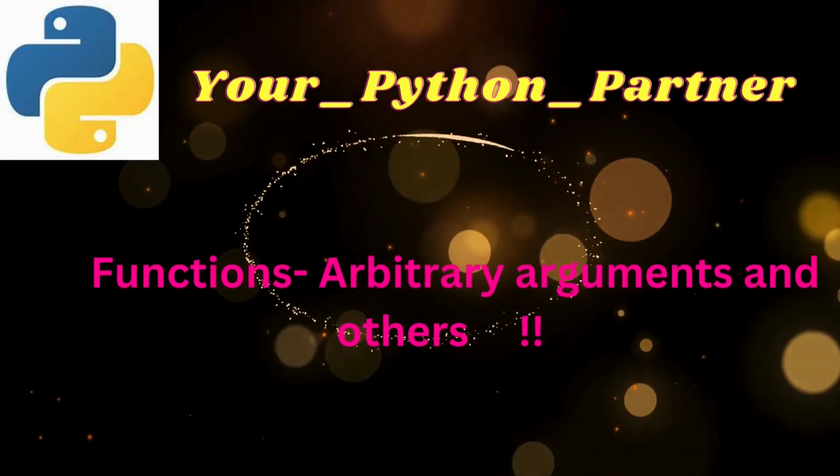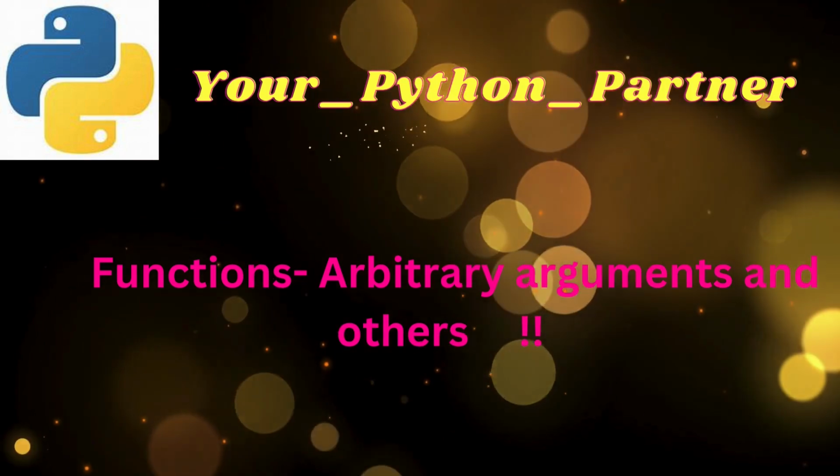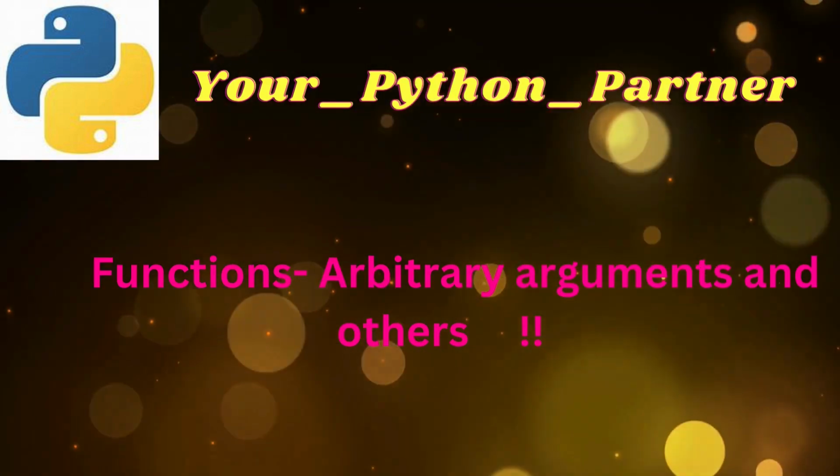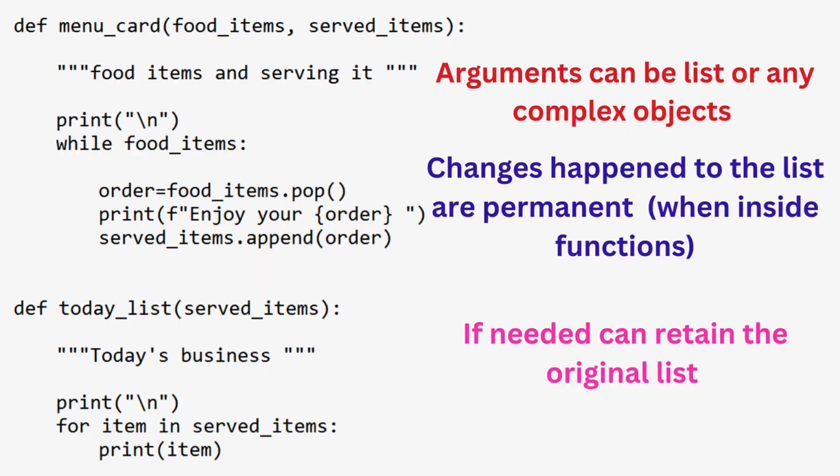Let's see more functionalities that we could do with functions in Python. So far we have seen passing one or two arguments to the function, but actually the arguments that we pass to the functions can be a list of names or numbers or even dictionaries and more complex objects. We can as well modify the passed list inside the function. The changes to the list that happen inside the function are permanent.